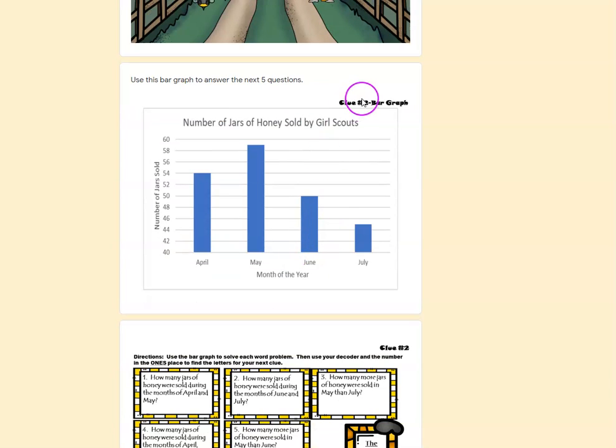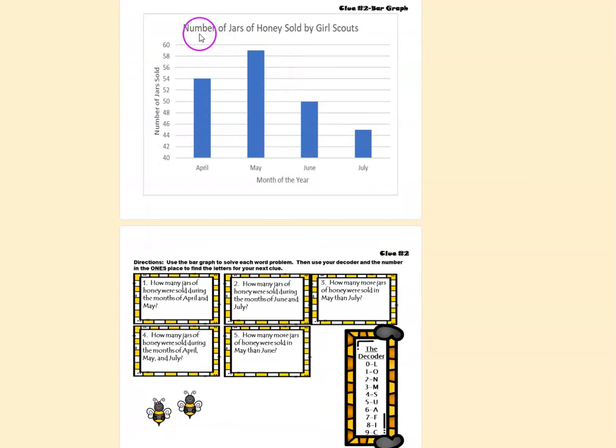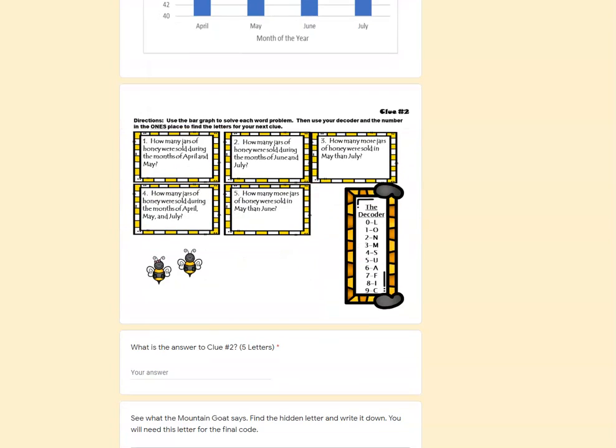Now we're on to clue number 2. Clue number 2 is a bar graph, and it says, use this bar graph to answer the next 5 questions. So this bar graph tells us the number of jars of honey sold by Girl Scouts. It shows number of jars sold and the month of the year: April, May, June, and July. The directions say, use the bar graph to solve each word problem. Then use your decoder and the number in the ones place to find the letters for the next clue.